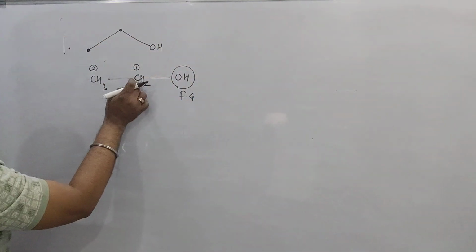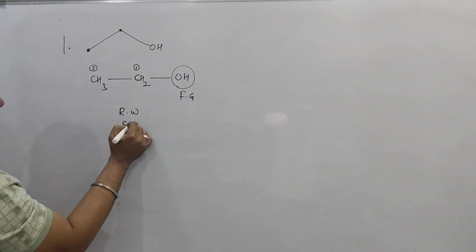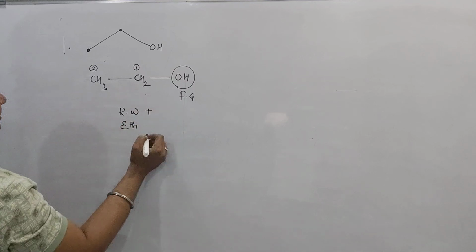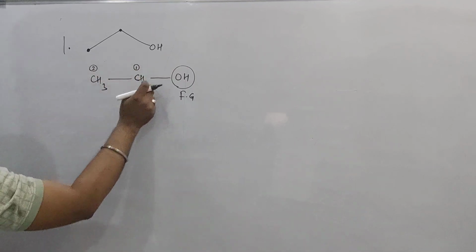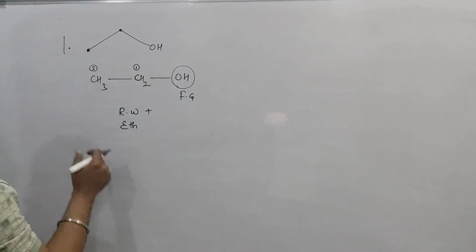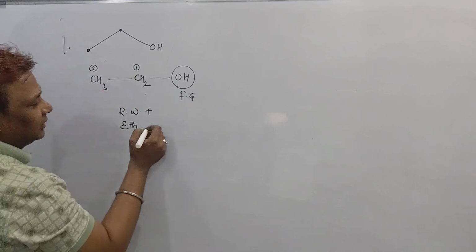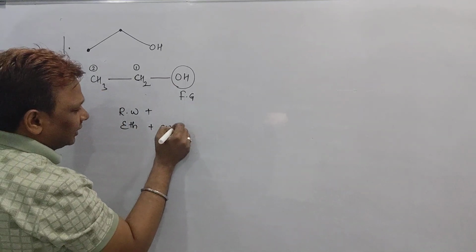So how many carbon atoms? 2 carbon atoms. I should write ETH. Then plus, is this compound containing any double bond or triple bond? So you should say only single bond. So for the single bond I should use ANE.